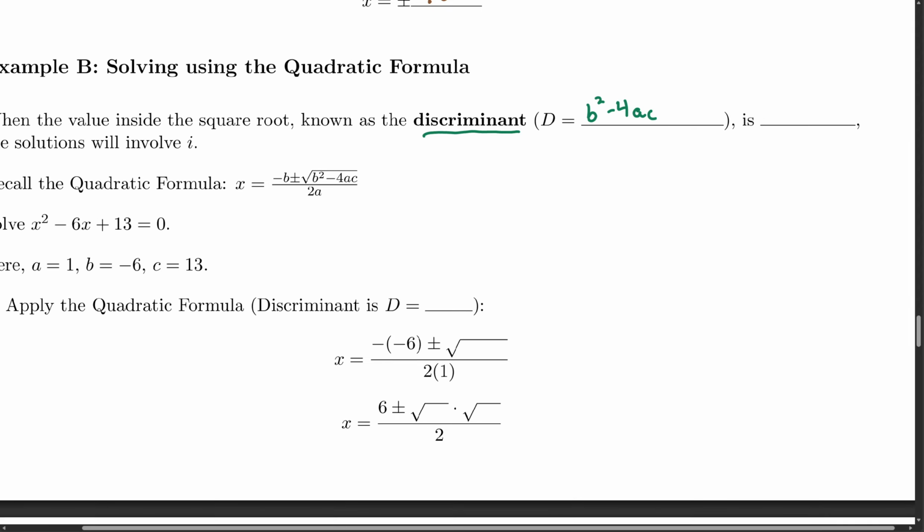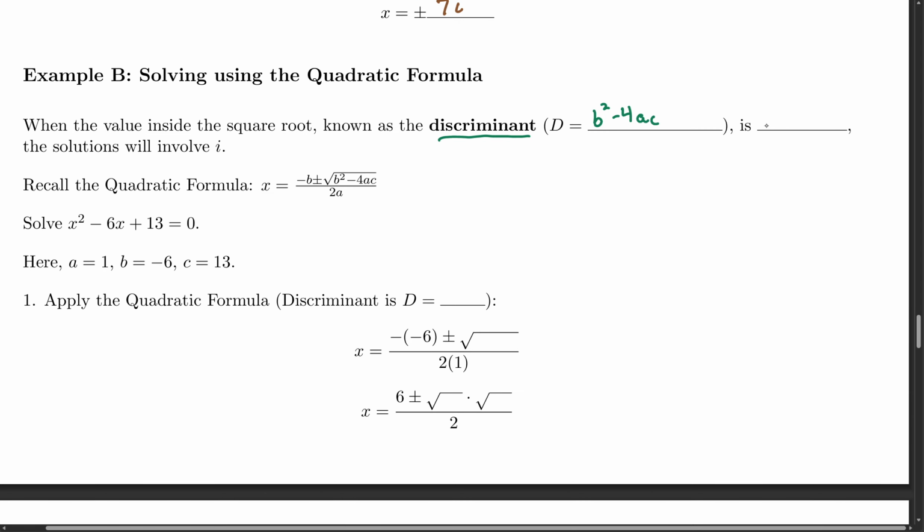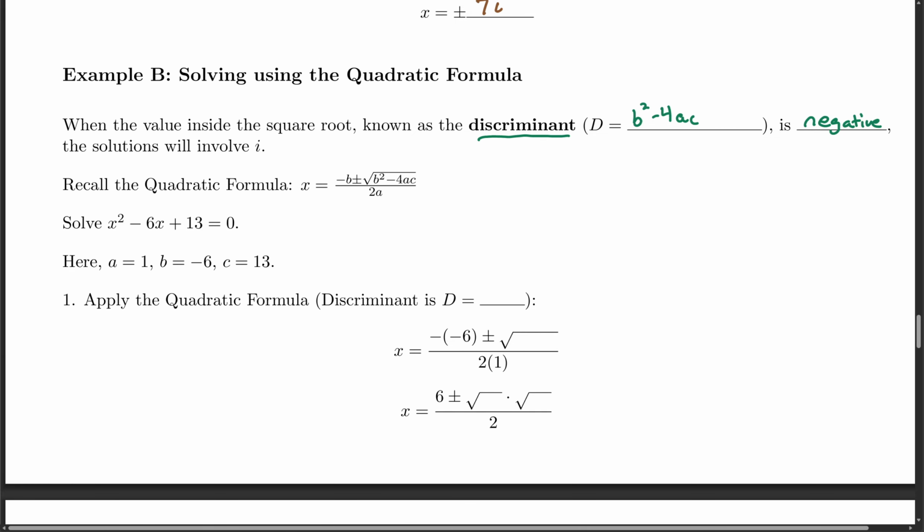If the discriminant is a negative number, then we're going to have a solution that involves i, right? Because we're going to end up with a square root of a negative number, whatever it is. Let's just say it was 9. All right. So if the discriminant, or b squared minus 4ac, is negative, we will have an imaginary solution.